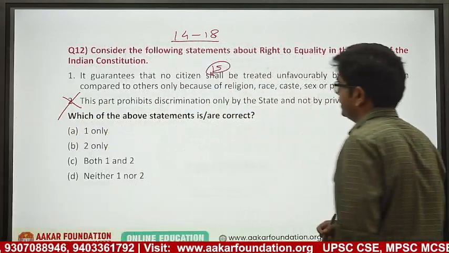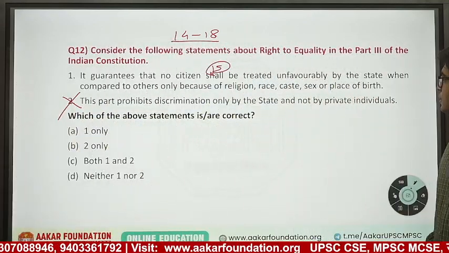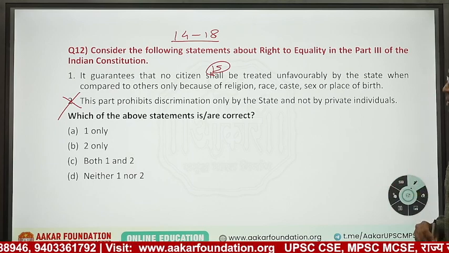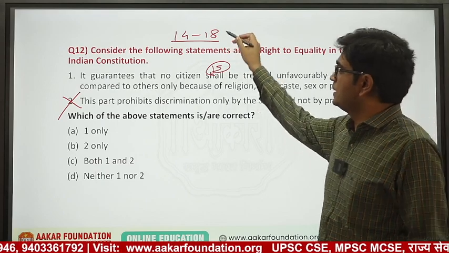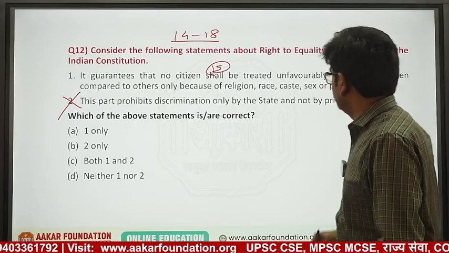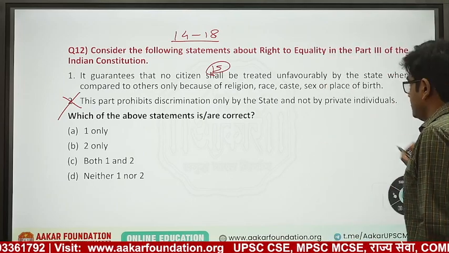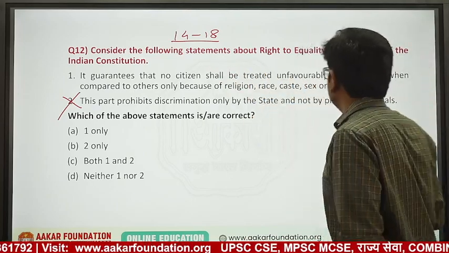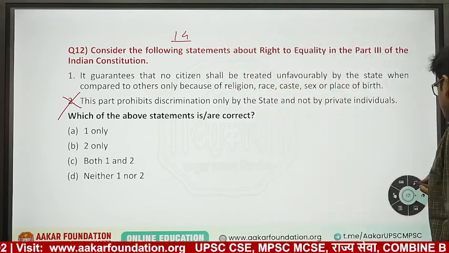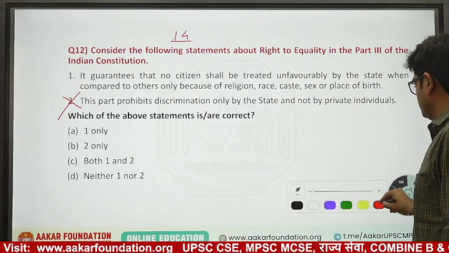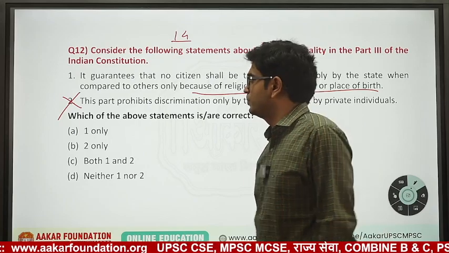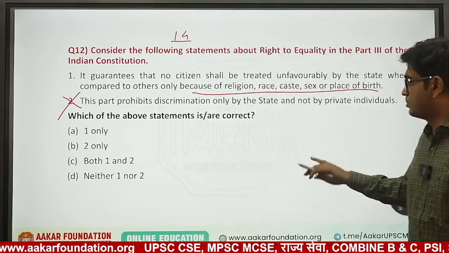So no citizen shall be treated unfavorably by the state when compared to others only because of race, religion, caste, sex. As we all know, there are few articles here which are available for all persons, not only citizens. So basically, if we consider only Article 14 of the Constitution, which deals with the right to equality, then these conditions will not take place. This is only applicable for Article 15. So this is also wrong.